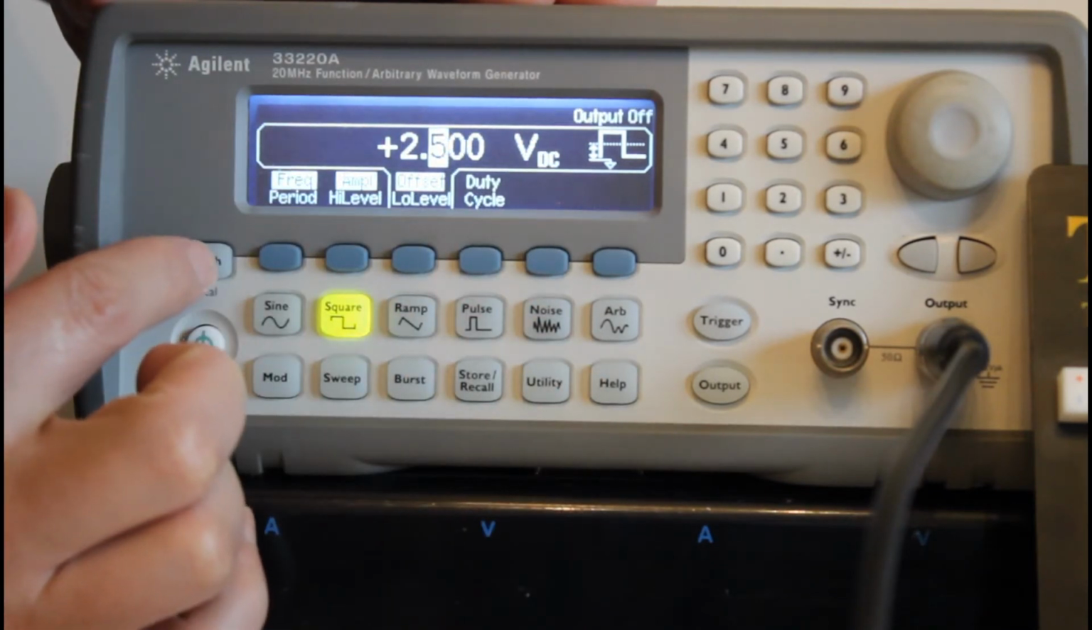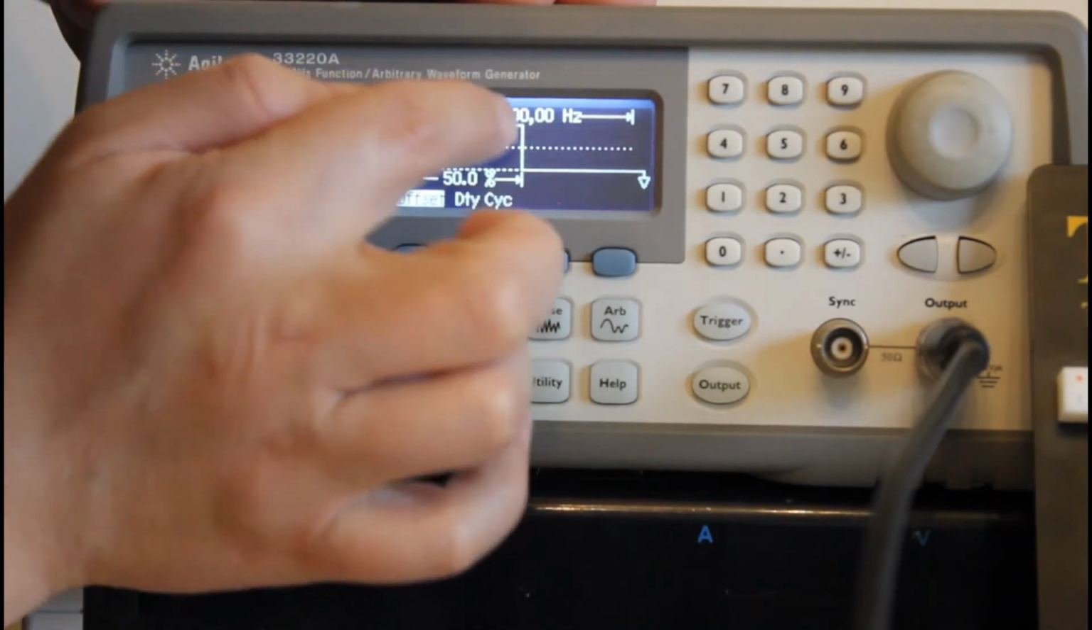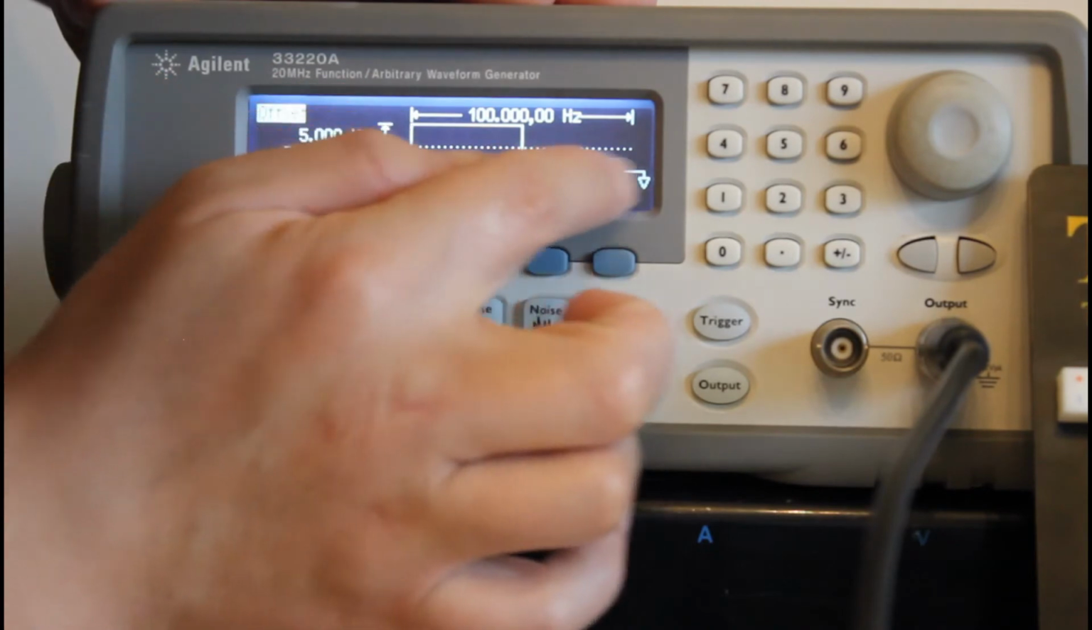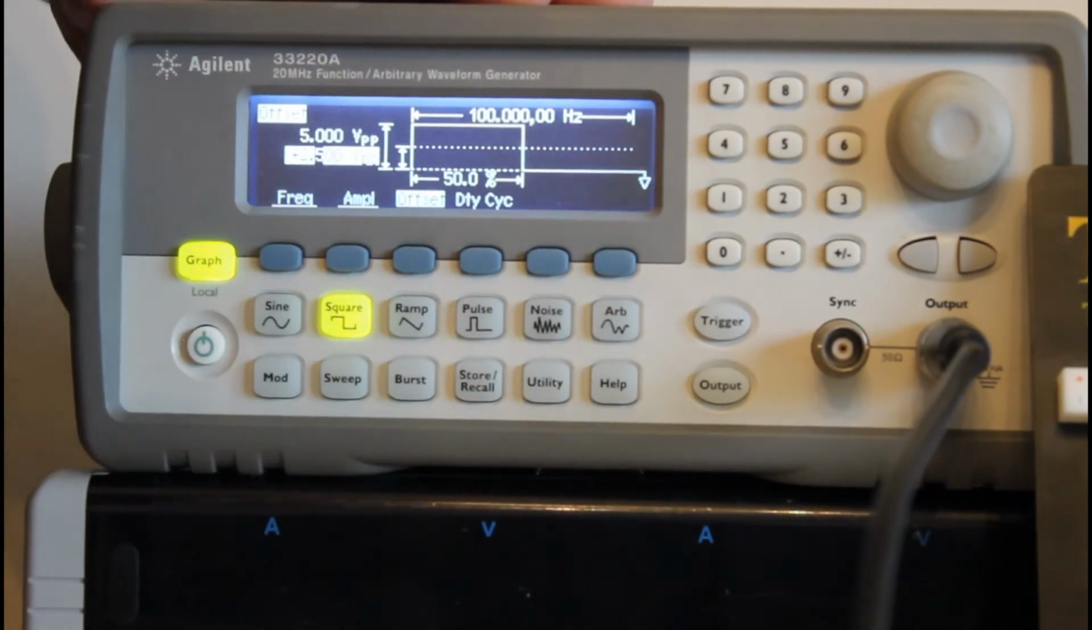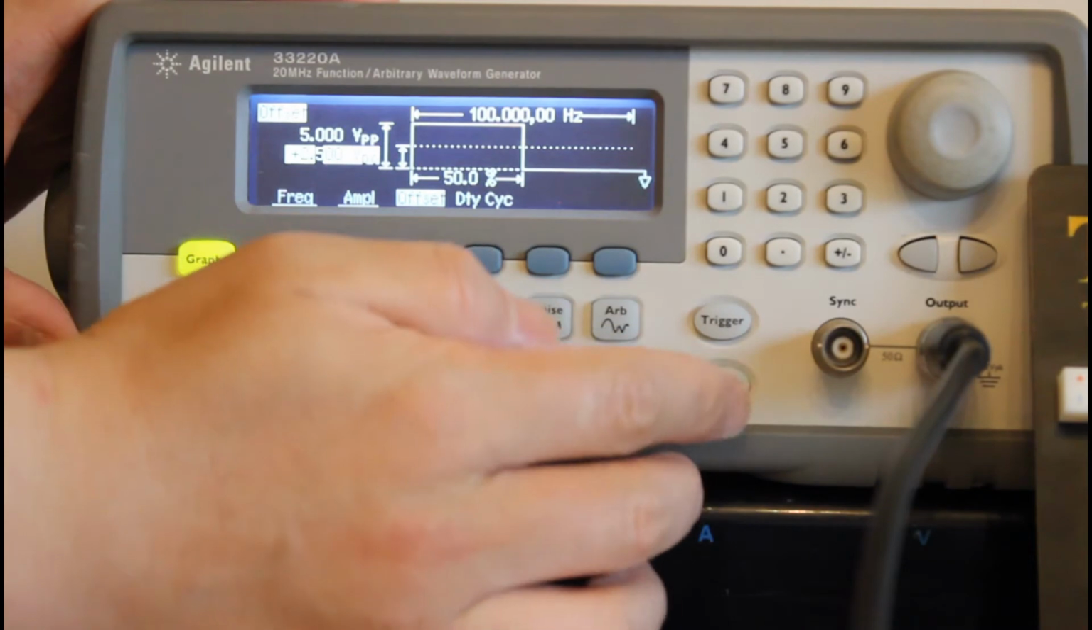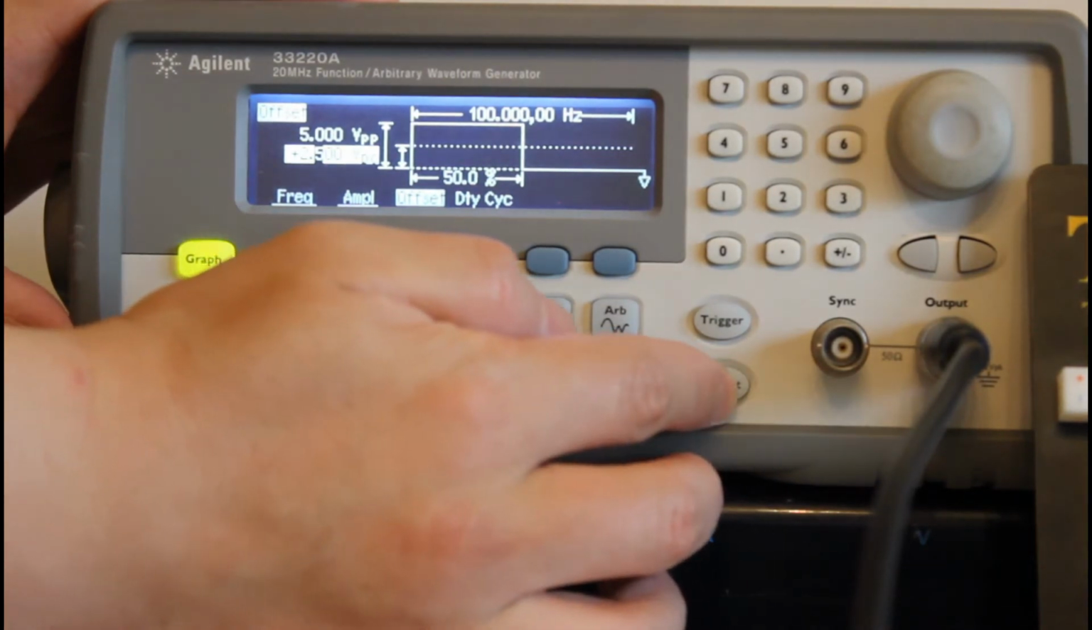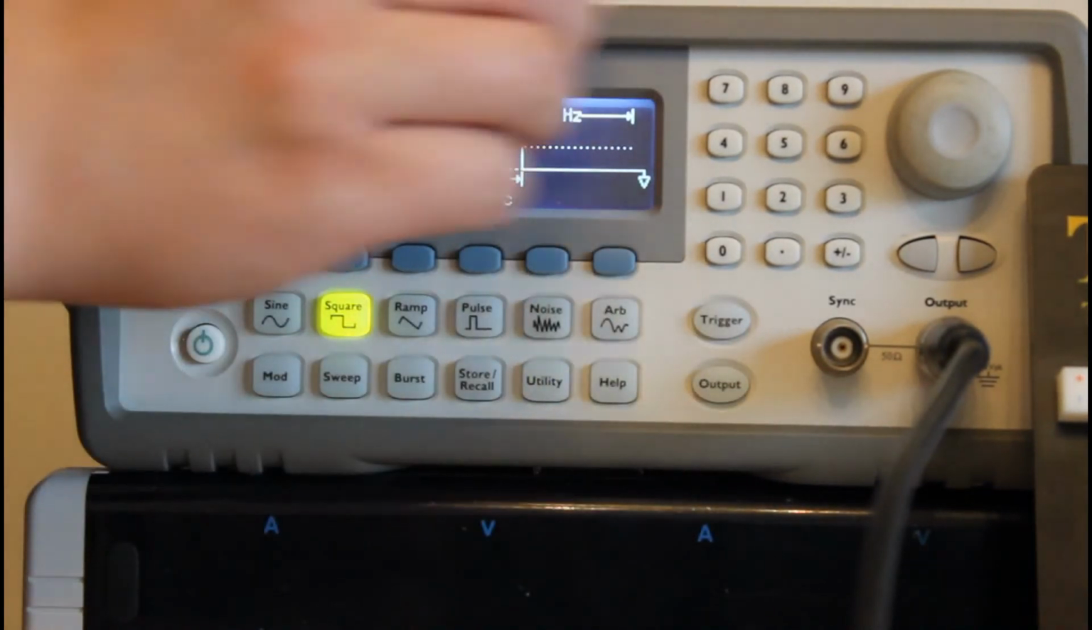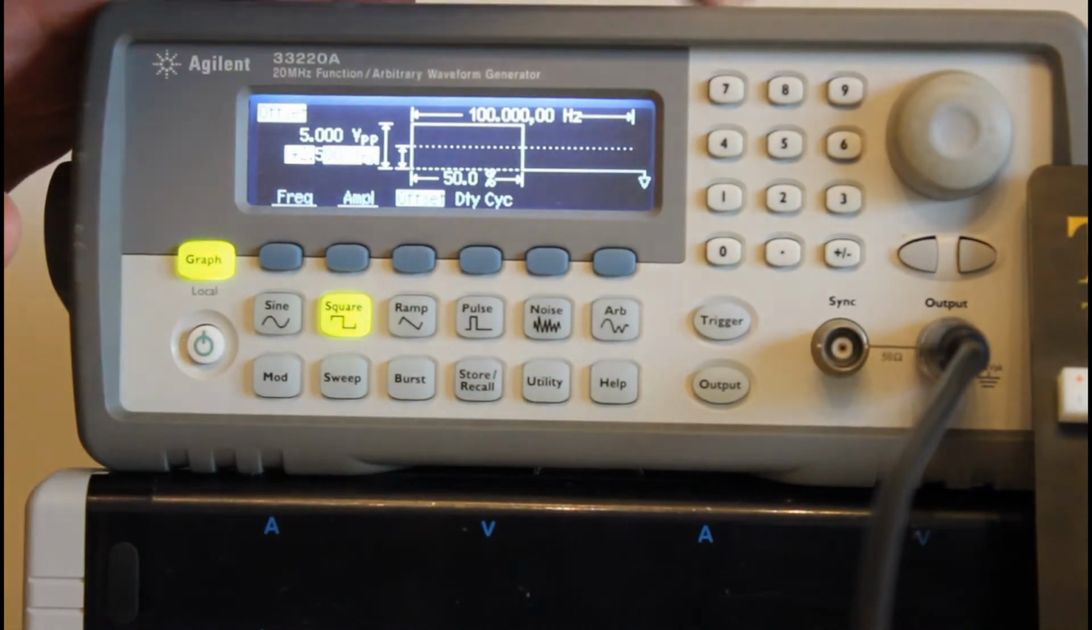So then let's take a look at the graph. You see this is the square wave from 0 to 5 volts. So finally, remember to press output. Then the square wave will be output from the function generator to the circuit.